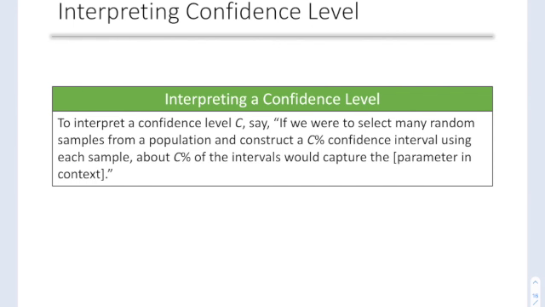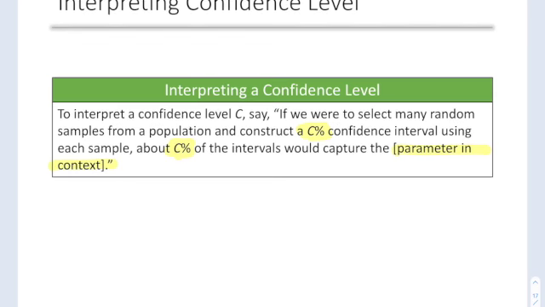Now let's look at interpreting a confidence level. So interpreting a confidence level, we have another fill in the blank statement. If we were to select many random samples from a population and construct whatever percent confidence interval using each sample, about whatever percent of the intervals would capture the, and then you would insert the context, the true mean, the true proportion, just like with the confidence intervals.